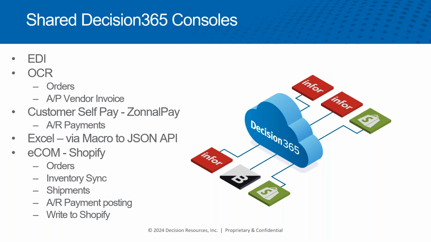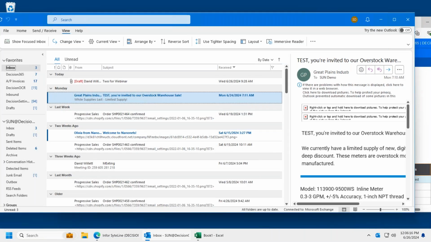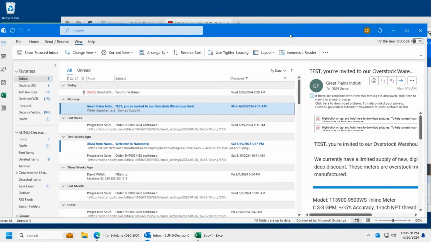So our structure, again, I've kind of already touched on this, but we share different consoles in Decision 365. So I could have orders coming in from EDI, orders coming in from e-commerce, orders coming in from OCR, all in the same console, and you're going to see that in a bit. The same is true for payments. So let's look a little bit at incoming demand and show you how Decision 365 would look.